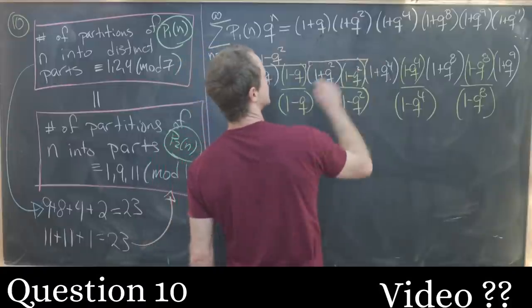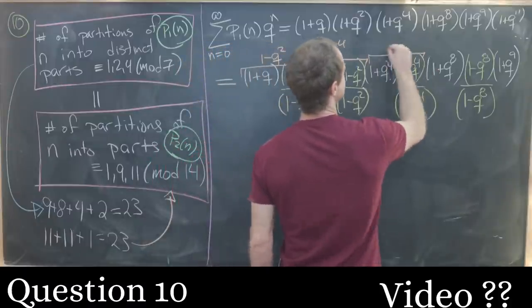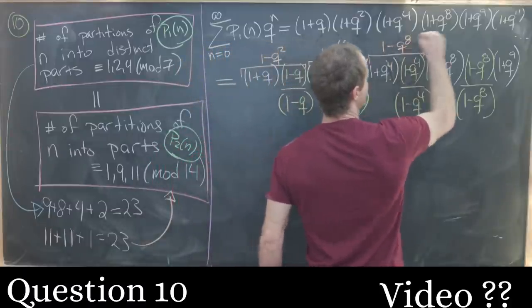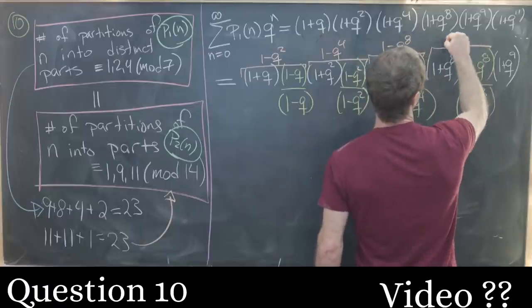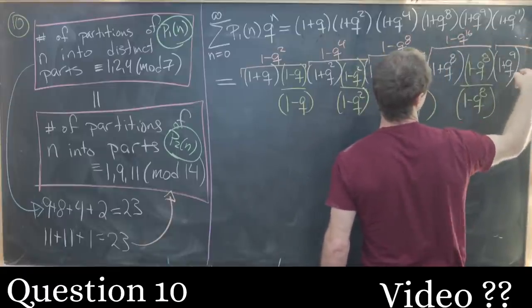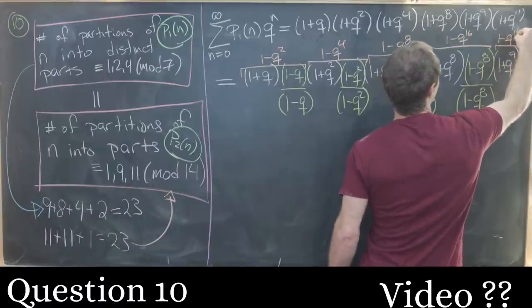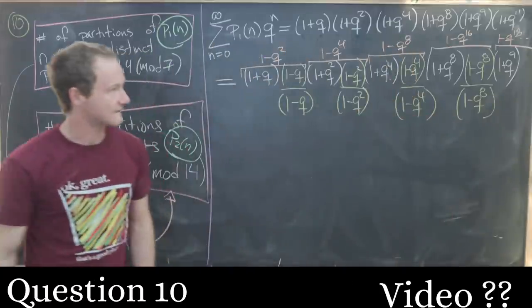And then these two multiply to a very nice object, 1 minus q to the fourth. These two multiply to 1 minus q to the 8. These two multiply to 1 minus q to the 16. These two, which I haven't written the next one because I ran out of room, will multiply to 1 minus q to the 18. Right?